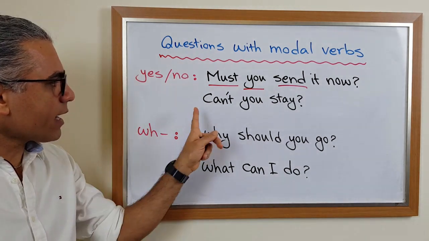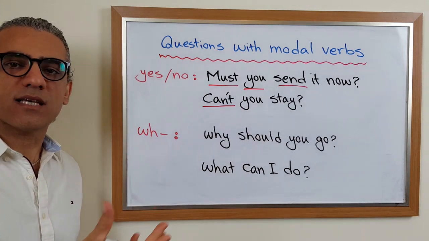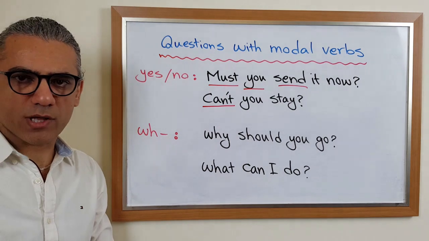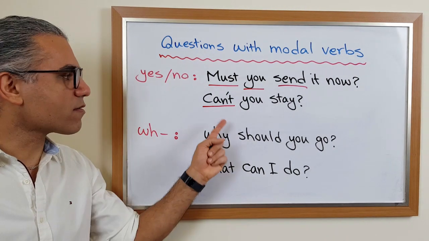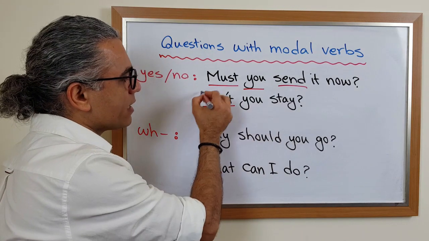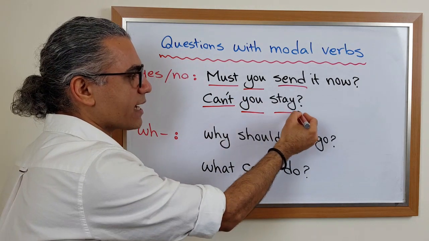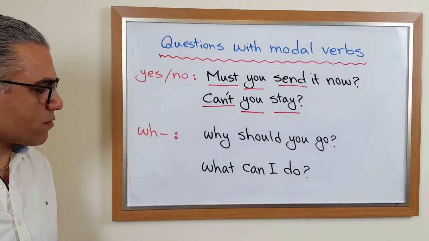Again, and then another example, we are using a negative, we call this a negative question. No difference at all. Instead of can, we use can't. So, can't you stay? Auxiliary verb, your modal verb, subject, and stay, the main verb in base form.